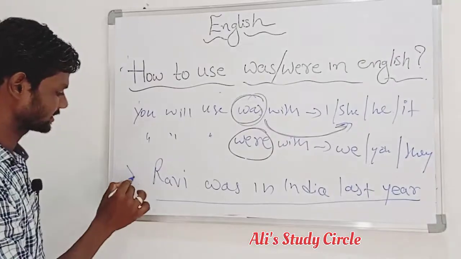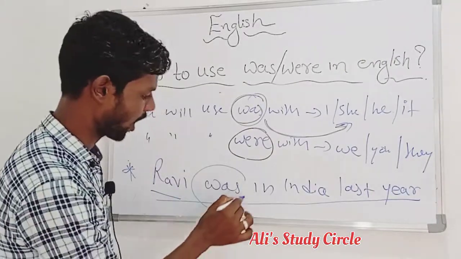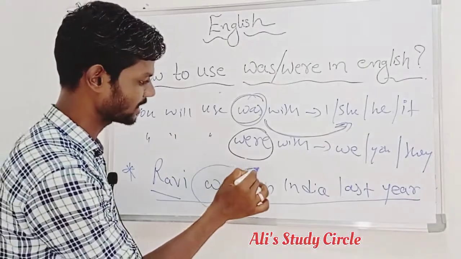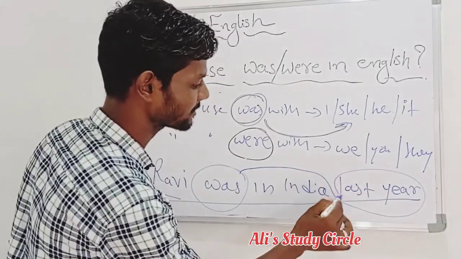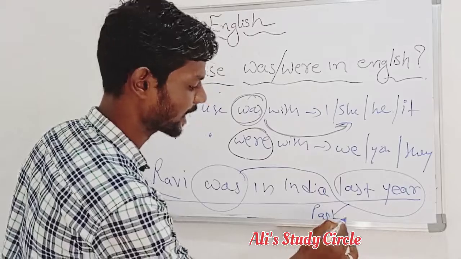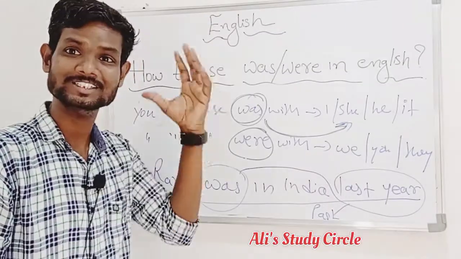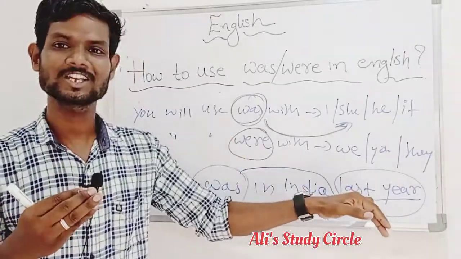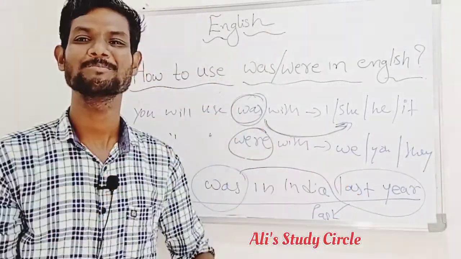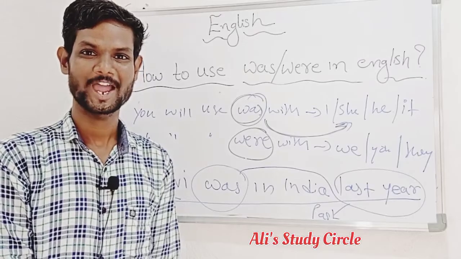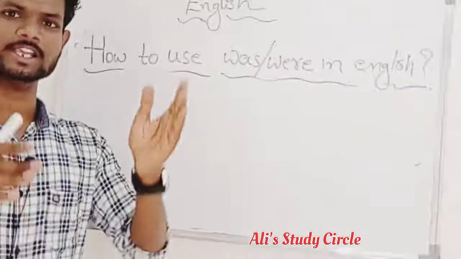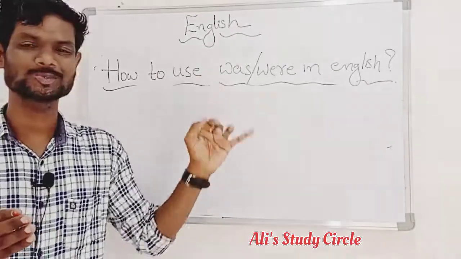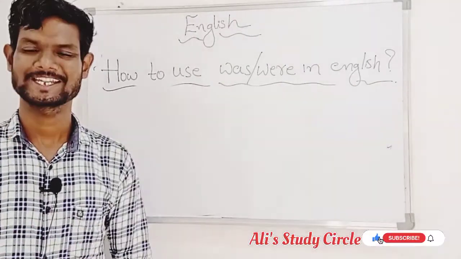Look, this is the example to understand how we use was. Last year means nothing but the past time. Last year, not previous year, not next year. Last year means just a past moment. I hope you are understanding was and were, and how they are helpful in the sentence.